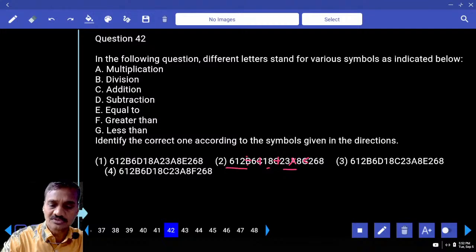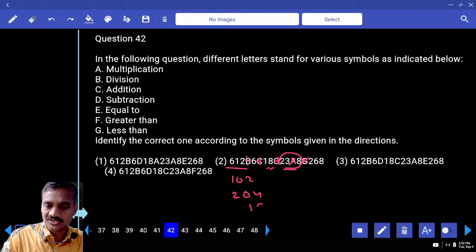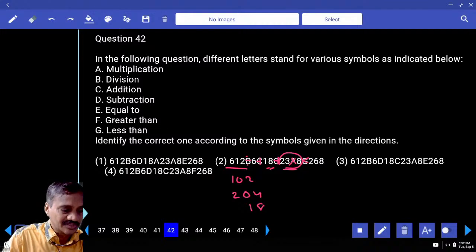Now 612 divided by 6, how many times does it go? 102. And 102 plus 202 should equal 268? But 268 is not equal to 23 into 8, 202. Now here, this is 204. And next one, 18, is it lesser than 28 or not? Now 300. This 300 cannot be lesser than, it must be greater than. Hence choice 2 is ruled out.